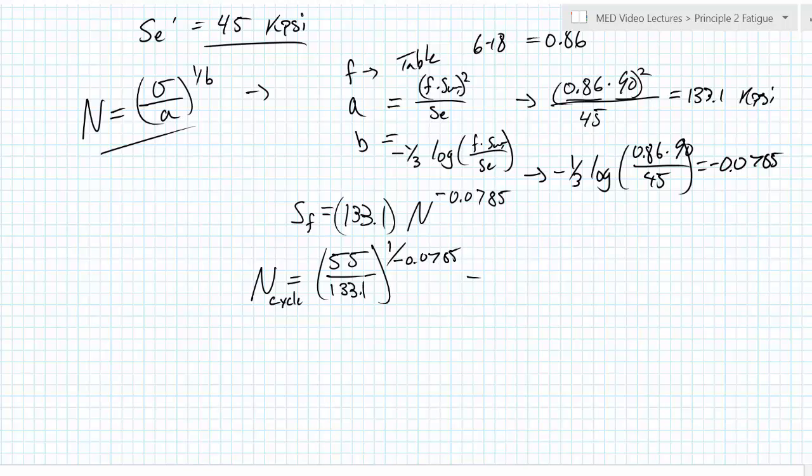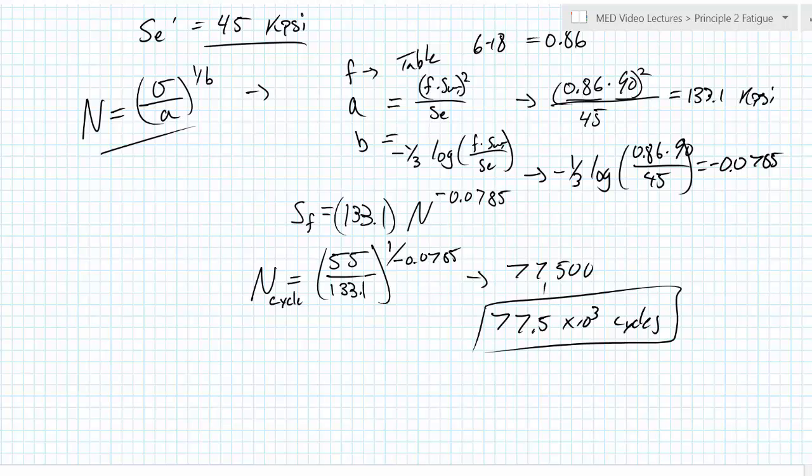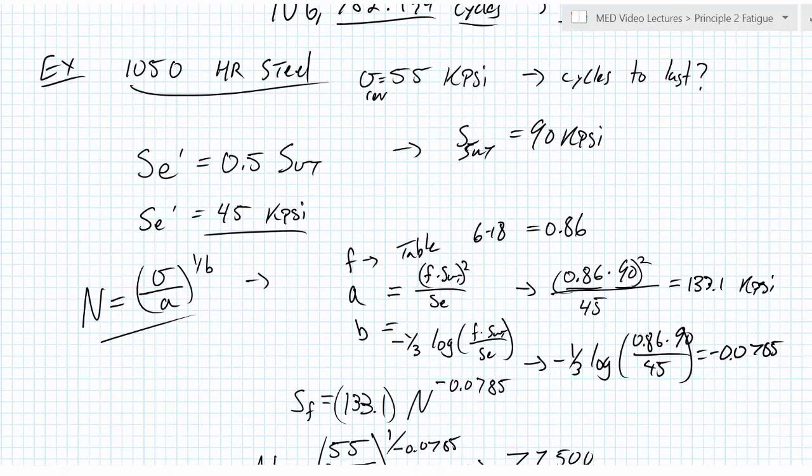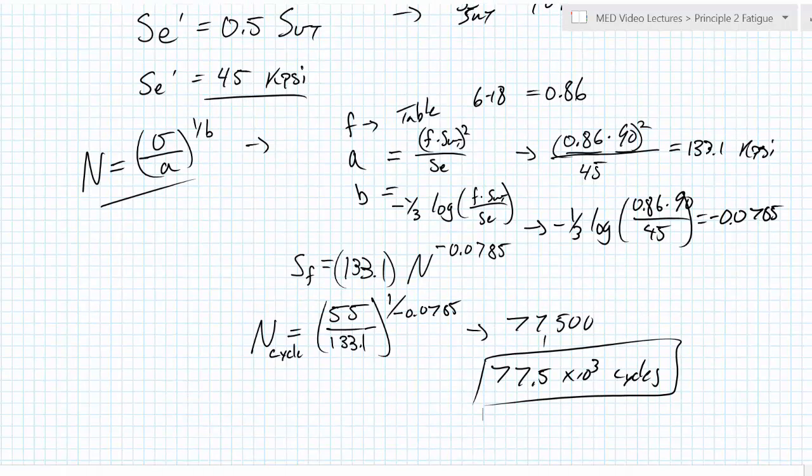So the answer that you get out of this is 77,500 and something cycles. So I would go ahead and report that as 77.5 times 10 to the third cycles. That is the number of cycles we should expect to get hypothetically out of 1050 hot rolled steel under 55 kpsi of normal stress. So that's generally how you calculate the finite life for a part.